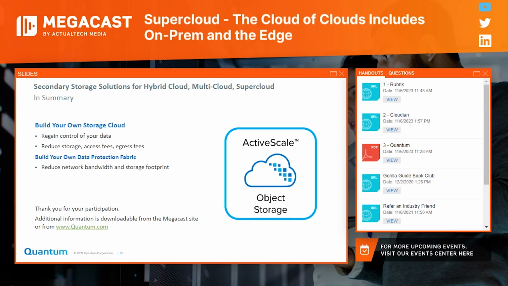And then there's also this concept of building your own data protection fabric that's built upon virtual appliances and integrated replication and tiering that provides for you to have an integrated whole for data protection that reduces your overall bandwidth and storage costs across this distributed environment.